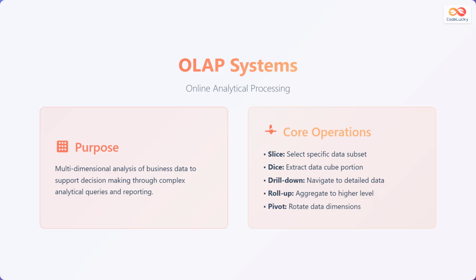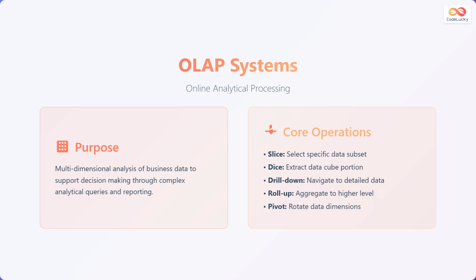Now let's explore online analytical processing, also known as OLAP systems. The purpose of online analytical processing is multidimensional analysis of business data to support decision-making through complex analytical queries and reporting. In other words, OLAP systems help you analyze your business data from different angles to make informed decisions.